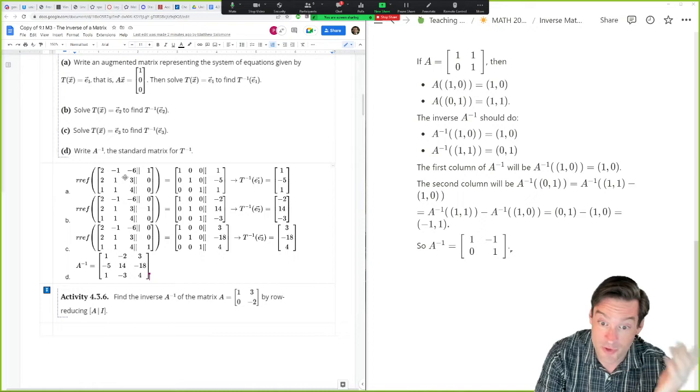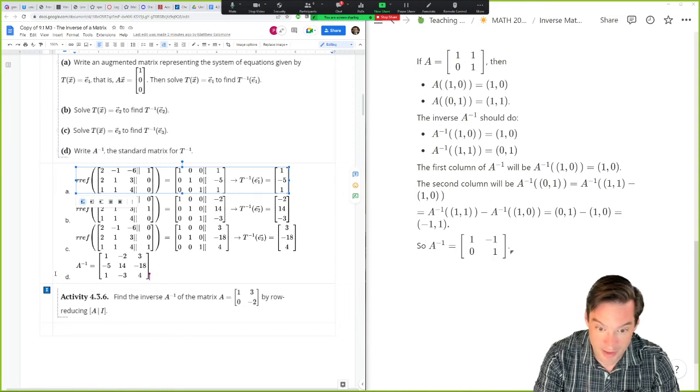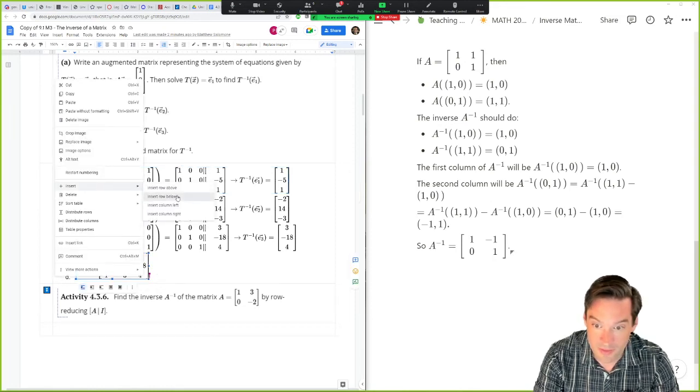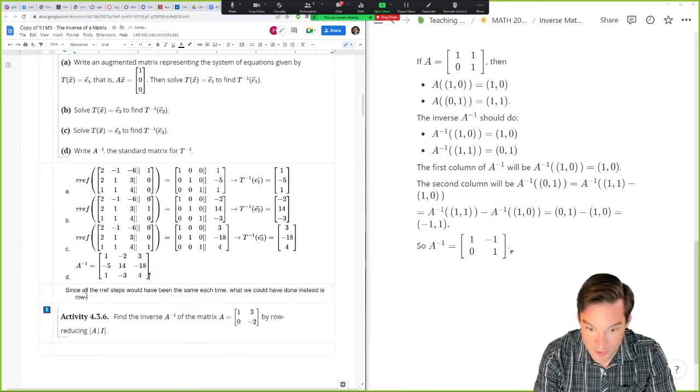And so, as you might imagine, we could have economized the work a little bit, rather than finding the reduced row echelon form of the left-hand side 3 separate times. If we're going to use all the same steps anyway, then maybe what we could have done, I'm going to just copy this down into a new cell here. Since all the REF steps would have been the same each time, what we could have done instead is row reduce just once, but put all 3 standard basis vectors on the right-hand sides of the augmented matrix.